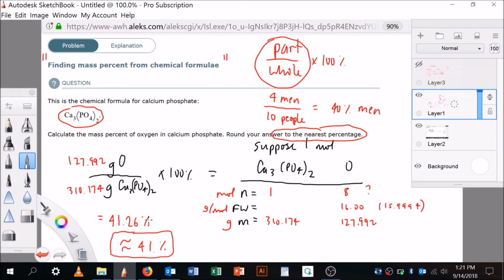Last thing I'm going to do is ask, does this make sense? It's a little difficult to see because calcium and phosphorus are so big, but we have a lot of oxygens in there. You see you have 8 oxygens, so yes, that makes sense. That would be 41%. If it was 4%, that would not make sense. And if it was 400%, that wouldn't make sense either. So the last thing I want to do is ask myself, does this make sense before I answer it in my quiz or exam and get my points for it.